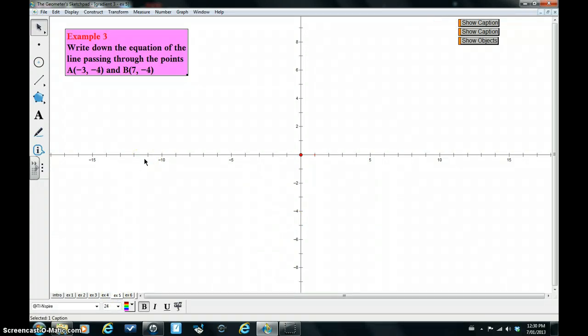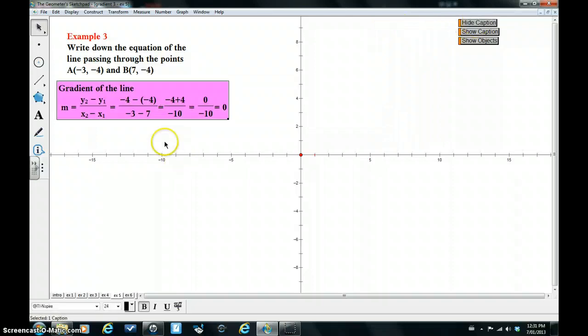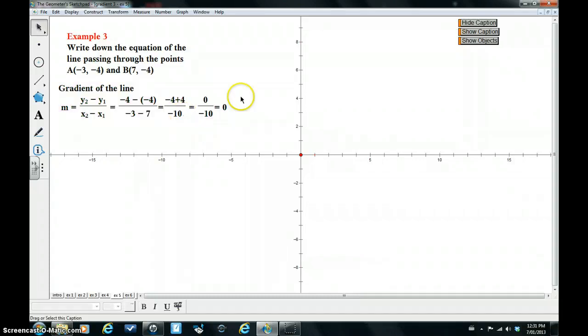Example 3. Write down the equation of the line passing through the points -3, -4 and 7, -4. Now if we find the gradient on this one using the same procedure as before, difference of y's over difference of x's, I'll end up getting -4 take away -4 divided by -3 take away 7. Now you'll notice on top I get -4, two minuses give a plus, +4, I get 0, and on the bottom I get -10, but 0 divided by -10 is 0, so the gradient is actually 0.